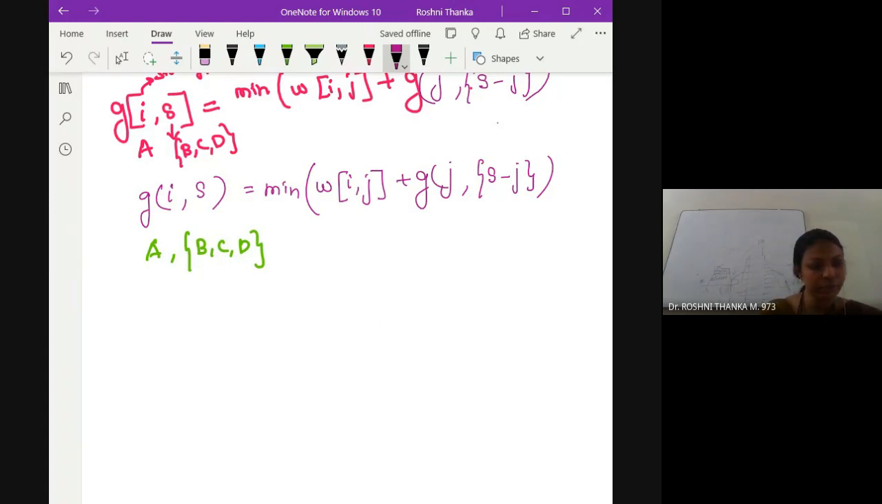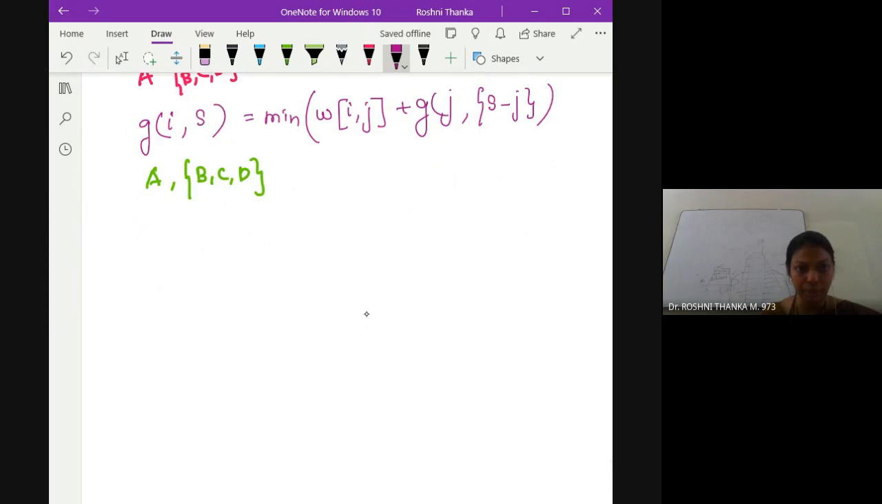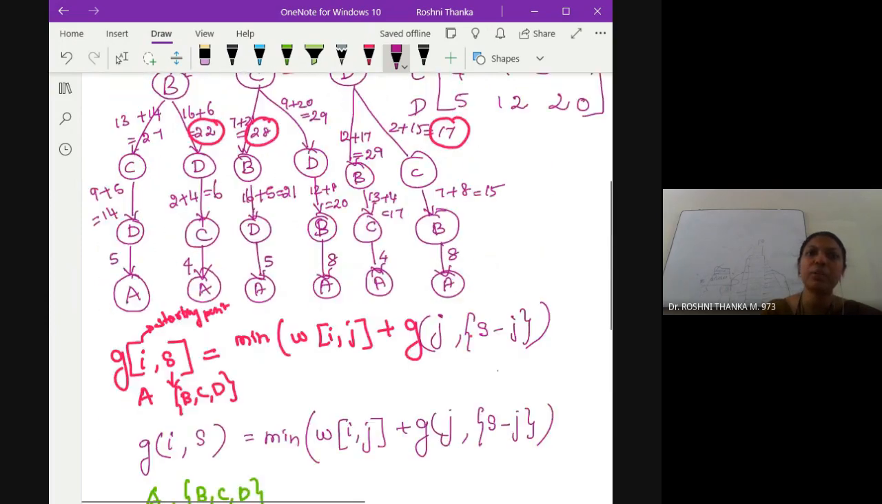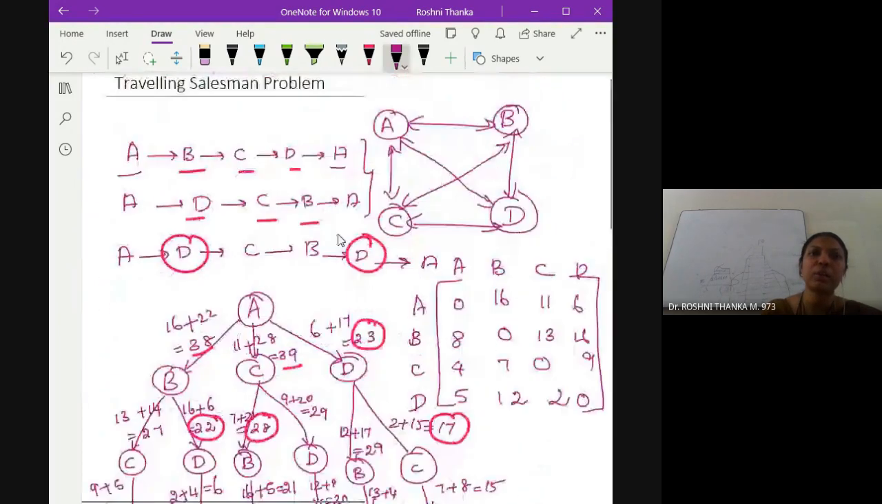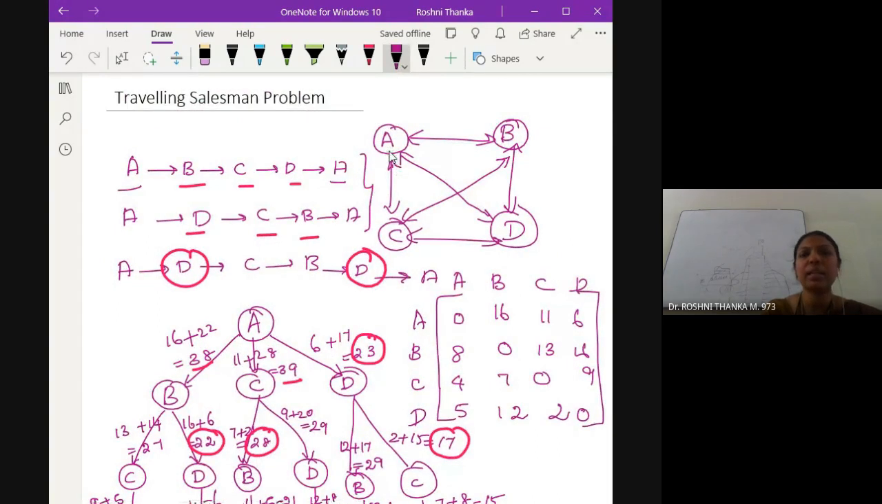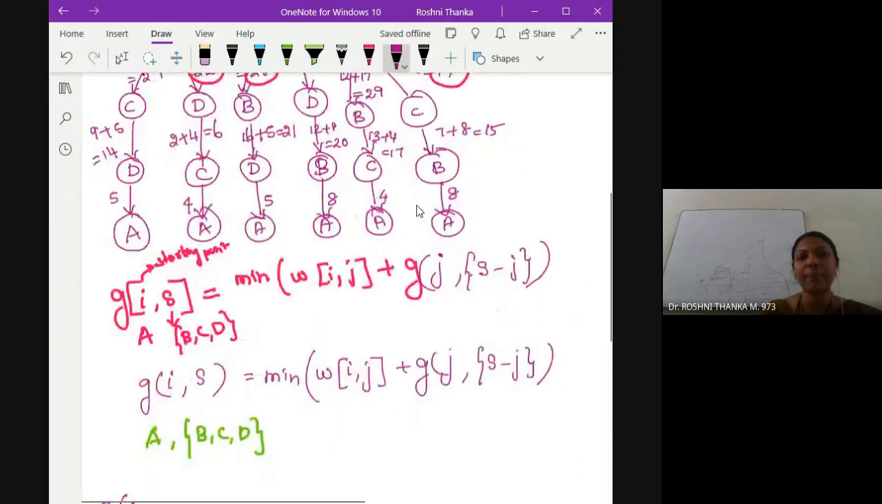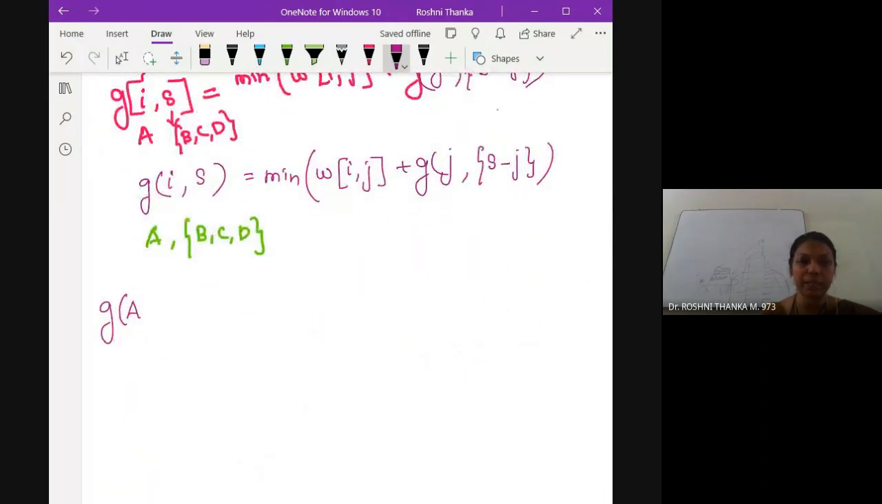So what is our objective? Our objective: let us apply this formula. Our objective of finding cost is G of... Where should I start? For this problem, let us use this formula. So our starting location here, let us take as the traveling salesman is starting from the city A. Okay, so his starting point is A.